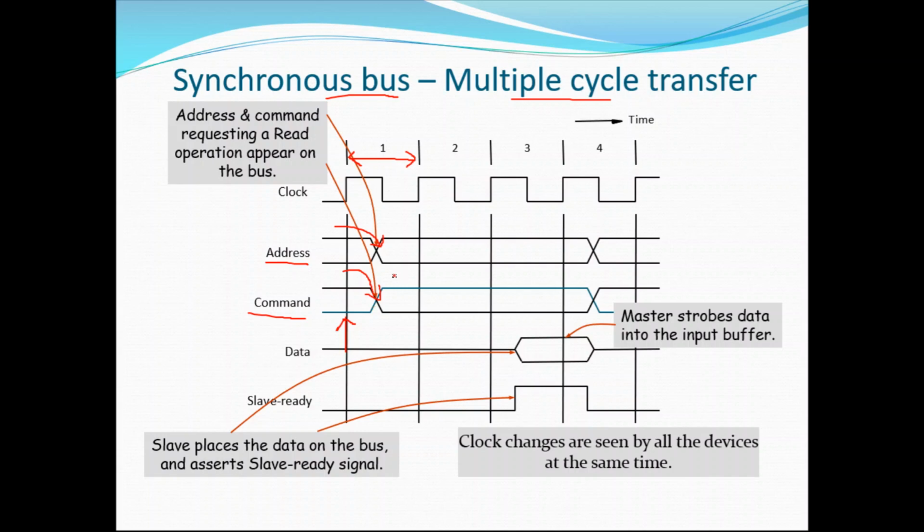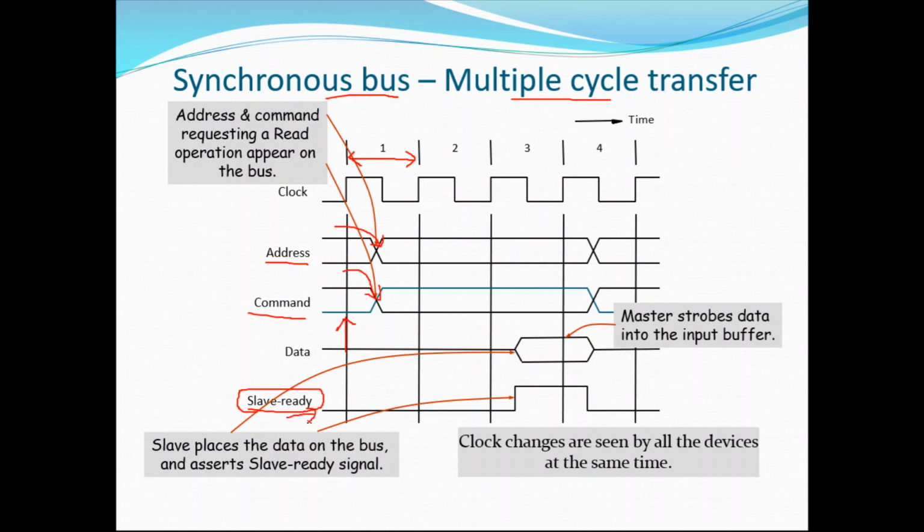Now as soon as the address is available in the address bus and the command is available in the control bus or command bus, all the devices will start reading the address and try to understand whether the operation is intended for them or not. One of the devices is supposed to perform the operation. That device is called a slave. Now that device will not just send the data. Before sending the data, it will activate a signal called slave ready. So this is the control signal.